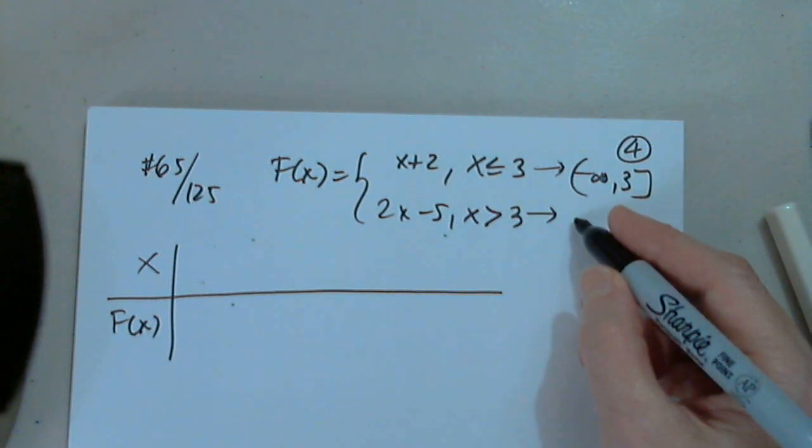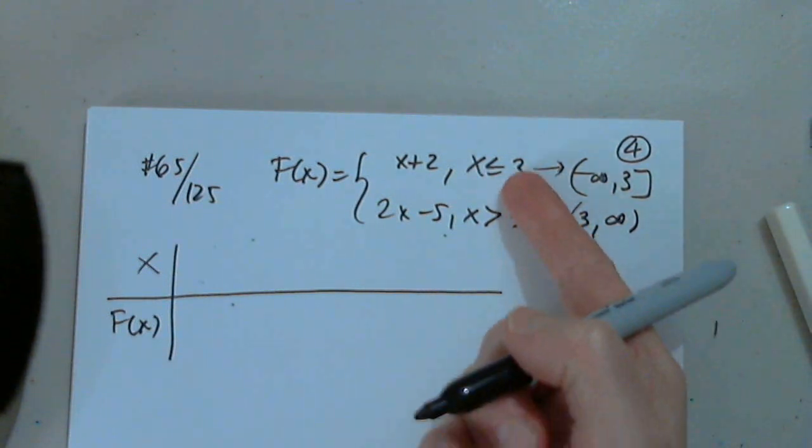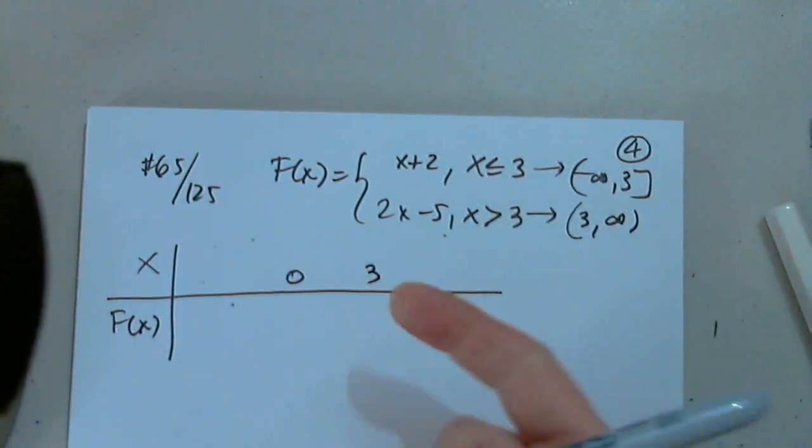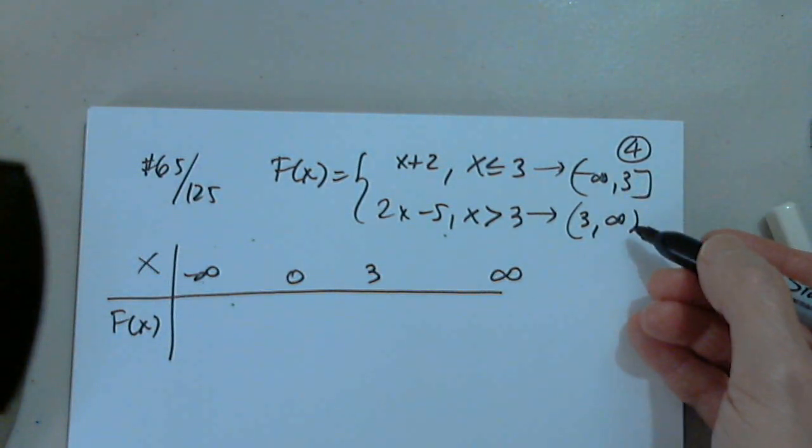But would it be 3 to positive infinity? Awesome, with parentheses. So then I know the key number is definitely 3. I have negative infinity to infinity. We already know the domain is all real numbers.